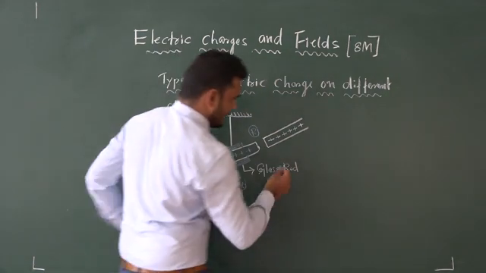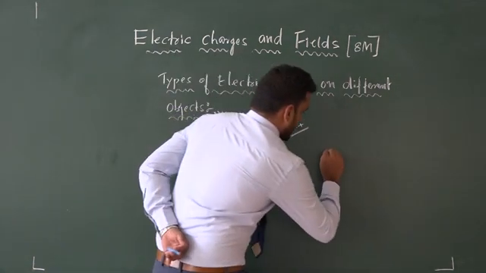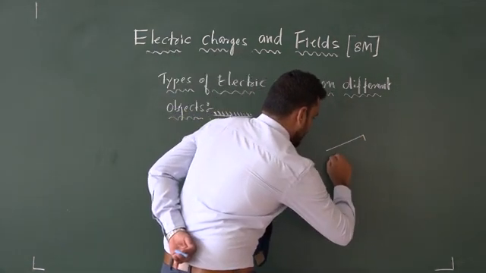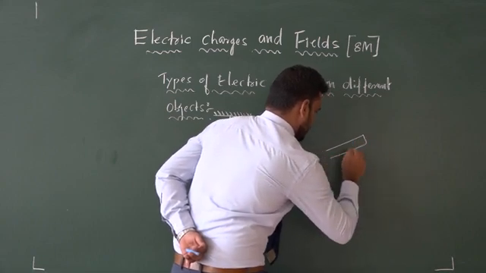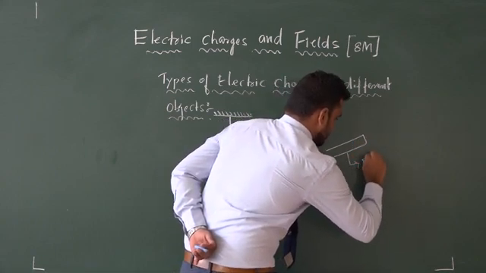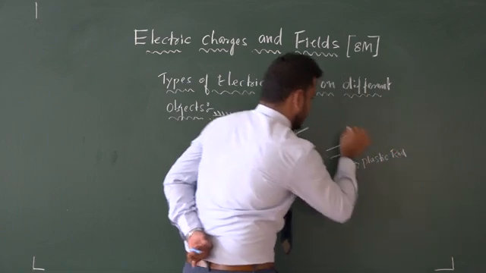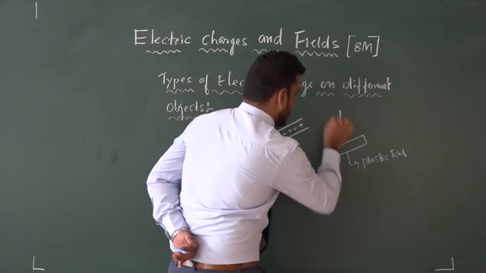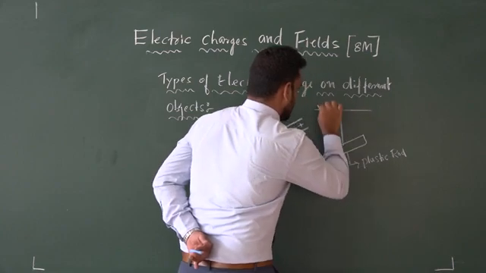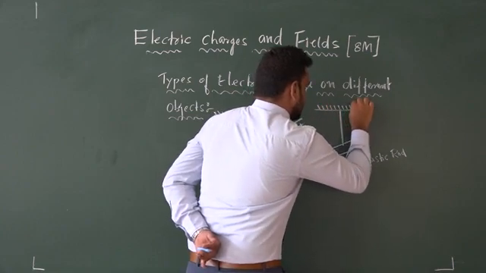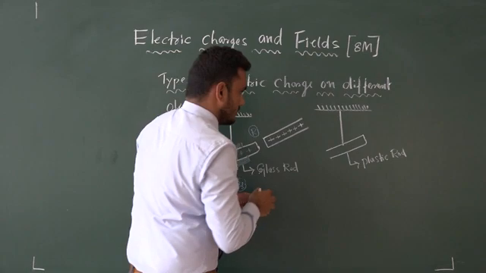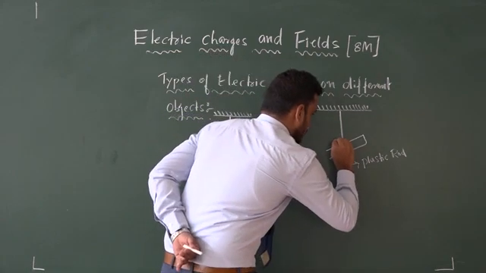Now the second one. Now I am going to consider a plastic rod. Same thing, it is suspended by using a rigid support. Now this plastic rod is going to be rubbed with wool cloth.